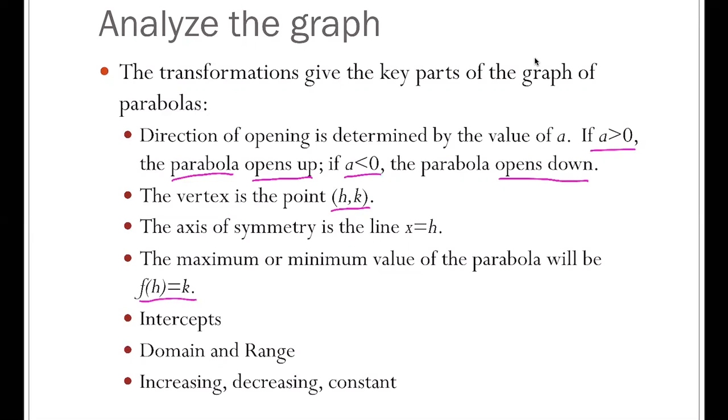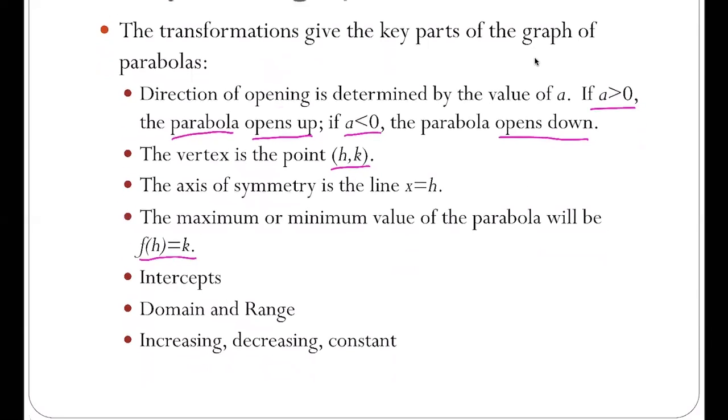We will also need to find our x and our y intercepts. Remember that your x-intercept is obtained by putting a y value of 0, and your y-intercept is obtained by putting a 0 in for your x value. We will also still be talking about domain and range, and increasing, decreasing, and constant. So those same things that we talked about in chapter 2.